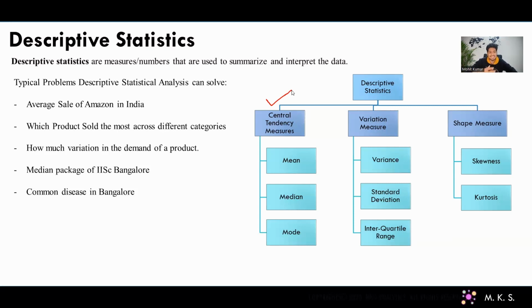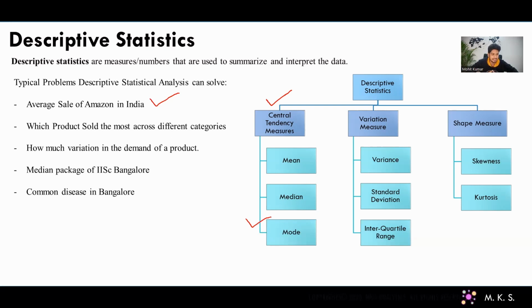Okay. So now, using this descriptive statistical analysis, what kind of problems can you solve? In the first one, we can tell you what is the average sale of Amazon in India. You just need to calculate the mean of that particular sale variable and you are ready with the number. Now, which product sold the most across different categories? Can you give me that answer? Just think about it. Okay, I hope you understood. That is mode, guys. The product which is repeating or occurring the maximum number of times in our data, that is nothing but mode.